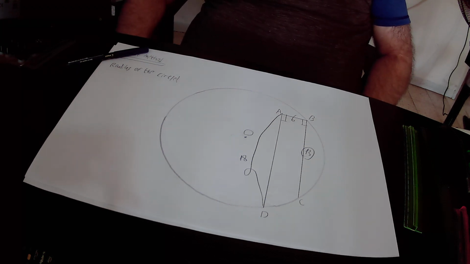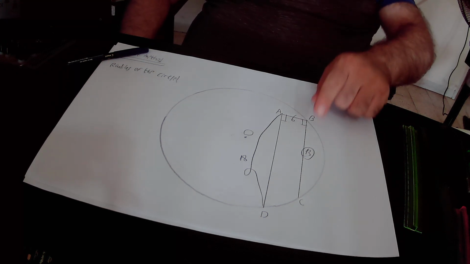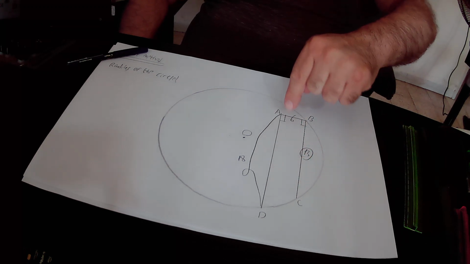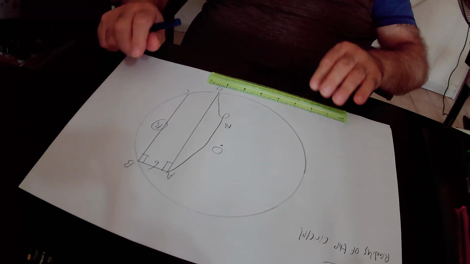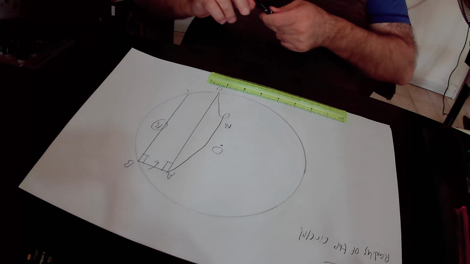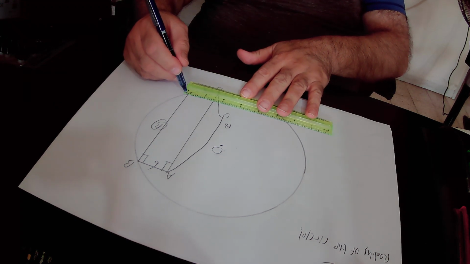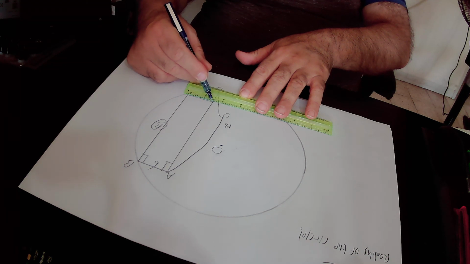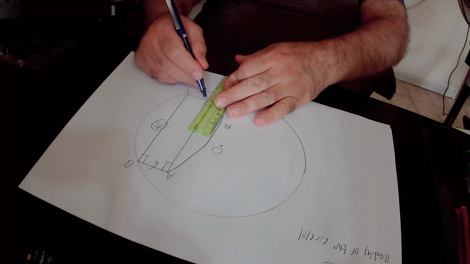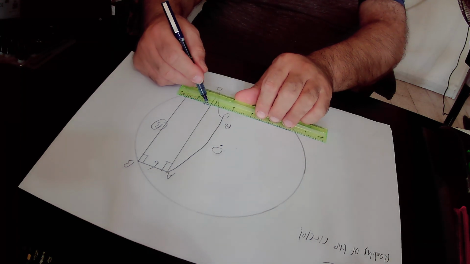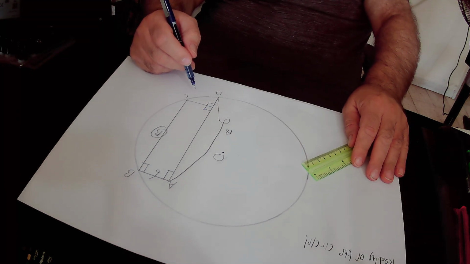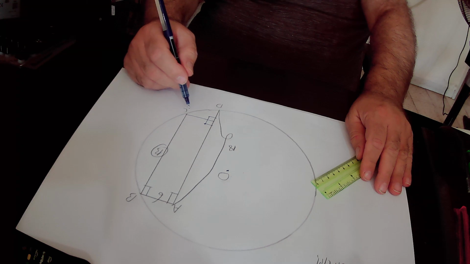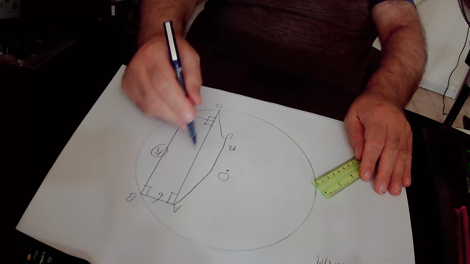So we'll start with the first method. First of all, we'll do a construction. From point C, we'll draw a perpendicular on AD. So here, this angle equals 90 degrees, and this angle equals 90 degrees according to our construction. We define the touching point of the perpendicular from point C and AD as E.